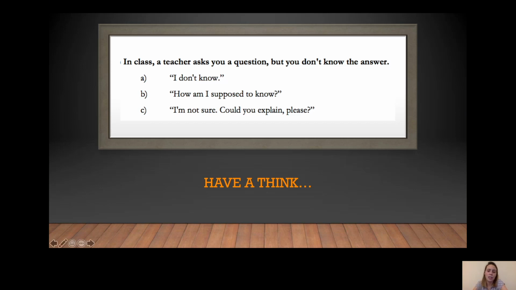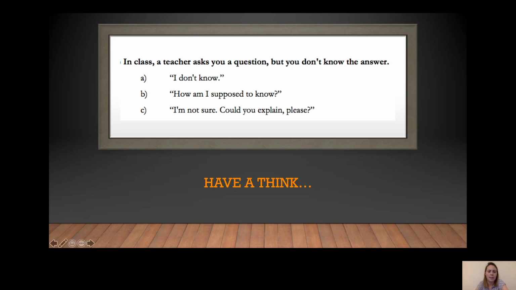"I'm not sure, could you explain please?" However, "I don't know" is okay as well. It is slightly less formal, but if it's said in a polite way, then that wouldn't come across as rude at all. "I'm not sure, could you explain please" is probably the most appropriate one, depending on how well you know the teacher. If you were using "I don't know", rather than just saying that, you would probably say, "I'm sorry, I don't know." B, "How am I supposed to know", would come across as rude. But if you know the teacher very well, or if "I don't know" is common language in your classroom, then that's not a problem either.